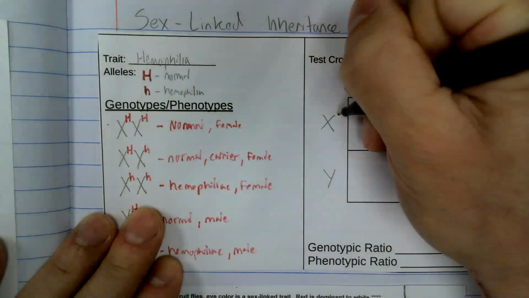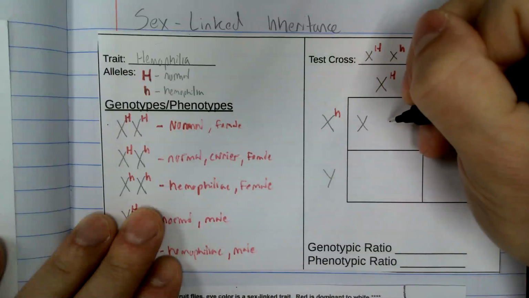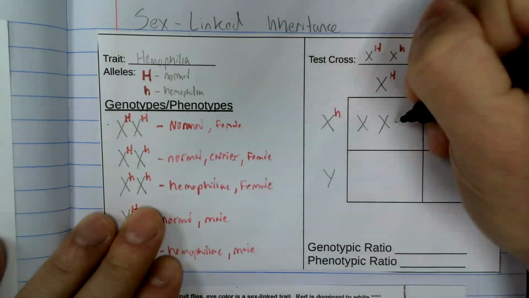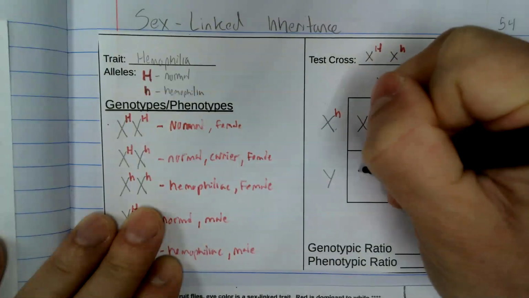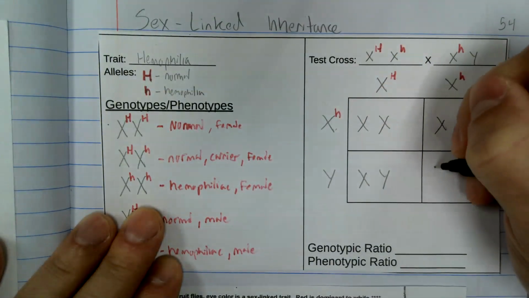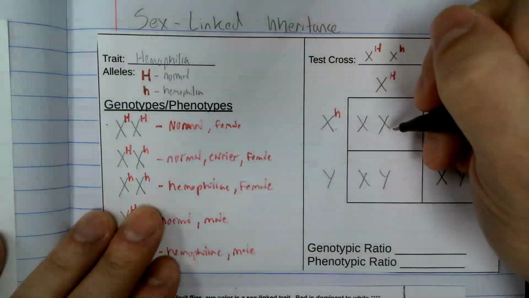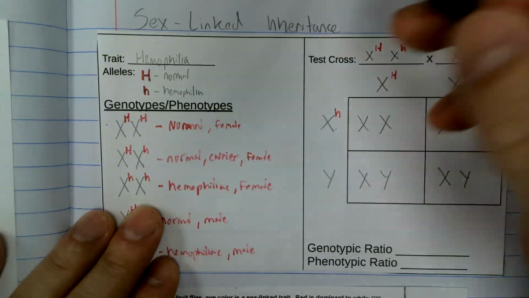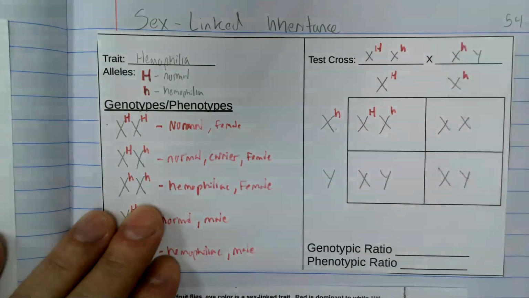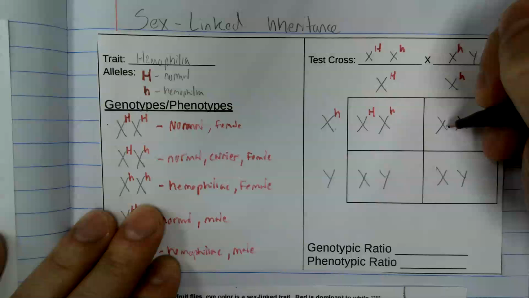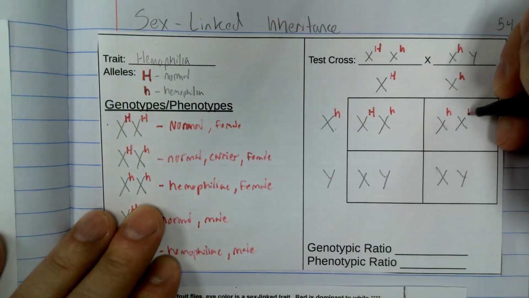This one for the dad is going to go here. I like to fill in the X's and Y's first too in the Punnett square. This X will go here, this X will go there, this X goes here, and that X goes there. Here we got an X from mom and a Y from dad. Here we get an X from mom and a Y from dad. So, this female here got an X from mom that had a normal allele, and she got an X from dad with a hemophilia allele. This X here got a hemophilia allele from mom and a hemophilia allele from dad.